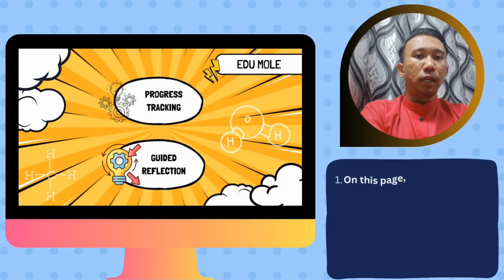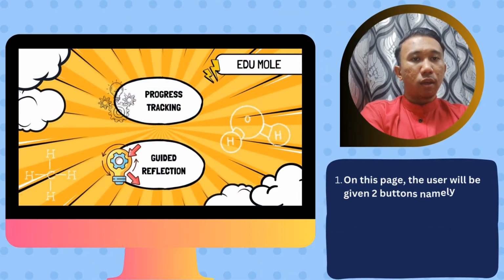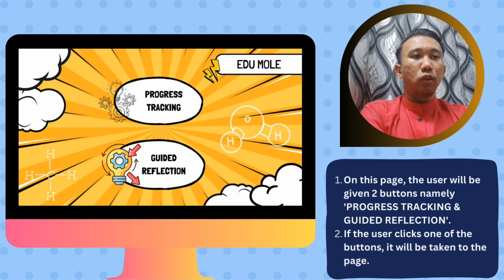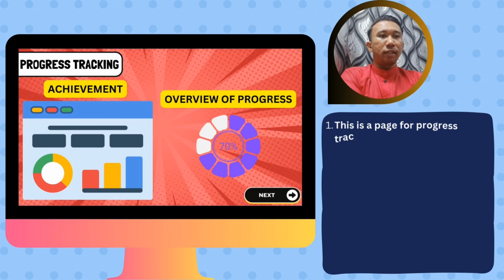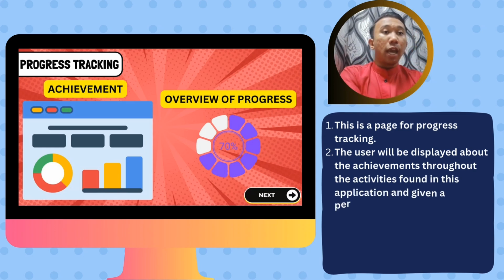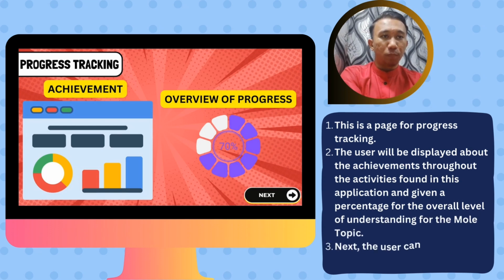Last but not least, we move to the last phase, which is the reflection phase. On this page, the user will be given 2 buttons, namely progress tracking and guidance reflection. If the user clicks one of the buttons, they will be taken to that page. Next, this is the page for progress tracking. The user will be shown the achievement throughout the activities found in this application, and given a percentage for the overall level of understanding for the mole topic. Next, the user can click the next button to go to the next page.